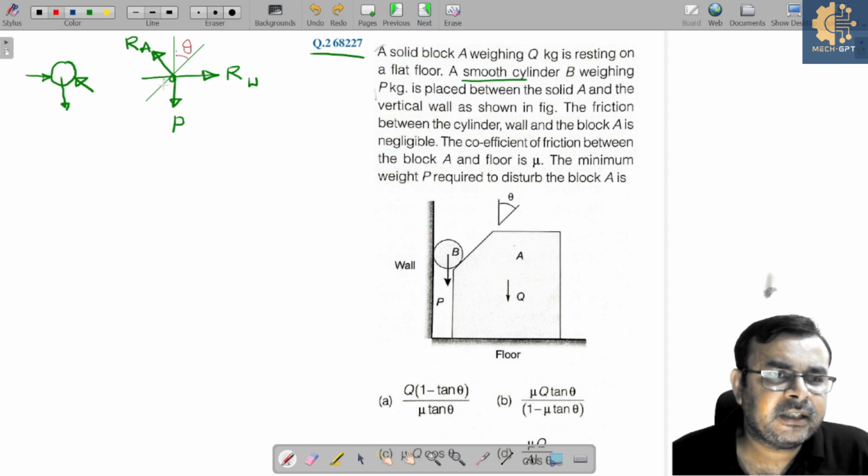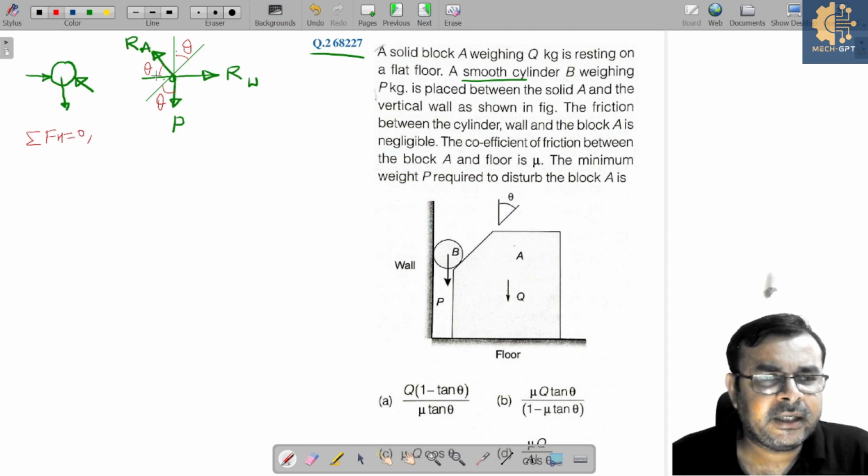If this angle is theta, then simply you can say this angle is also theta. This is alternate angle, yes or no. And if this angle is theta, then this one is 90 minus theta, then this one is also theta, yes or no. So simply if you resolve this Ra force, can I say summation of horizontal force is equal to 0, yes or no. So Ra, its horizontal component is nothing but Ra cos theta, yes or no, is equal to Rw.